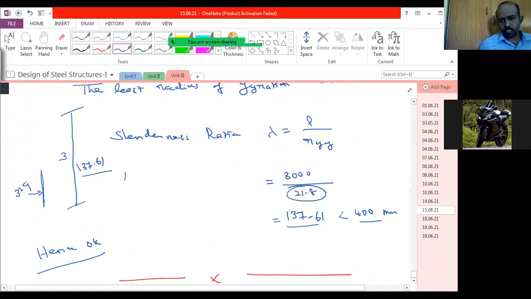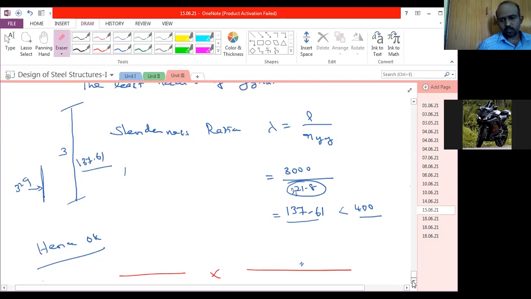It is less than 400. Slenderness ratio is not in mm, it is a ratio. So 137.61 is less than 400, then we can say that it's okay.